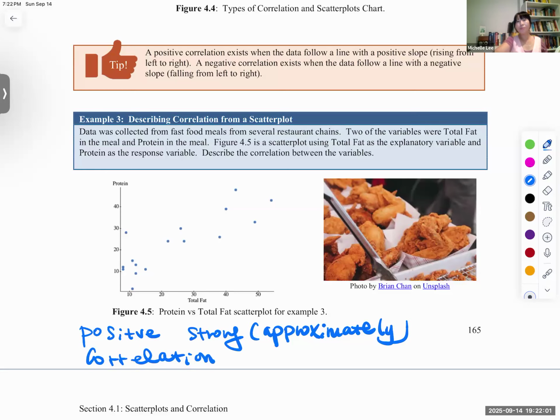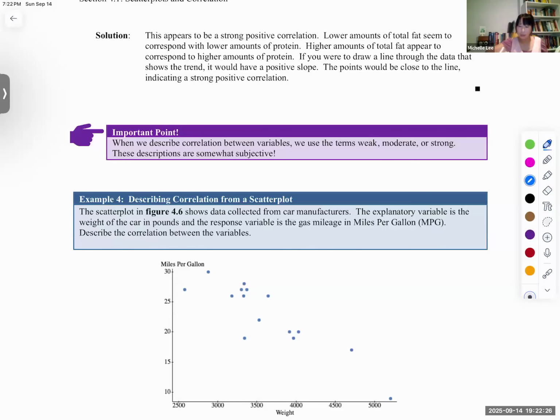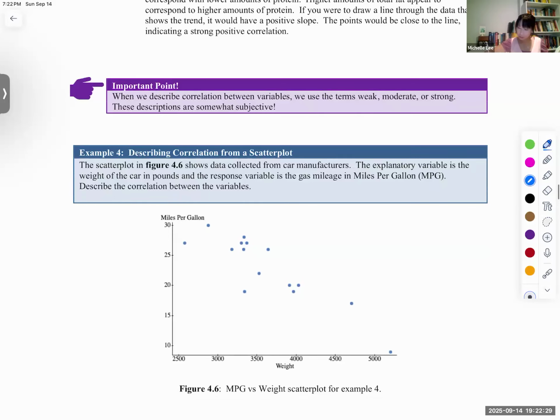Yeah, it's okay. All right, next one. Let's take a look. Before we take a look at this one, they say that the terms weak, moderate, or strong are subjective. So I was right. I can say that it's between strong and moderate, right? More than moderate, but a little bit less than strong. Okay, anyway, let's do this one.